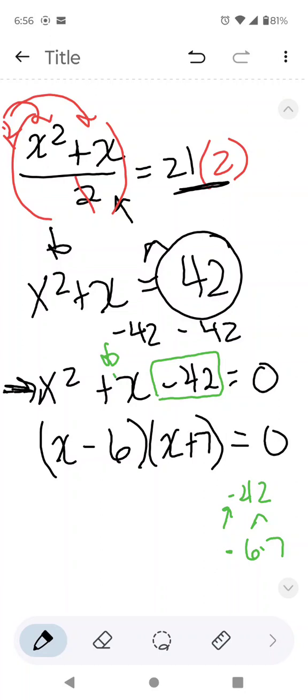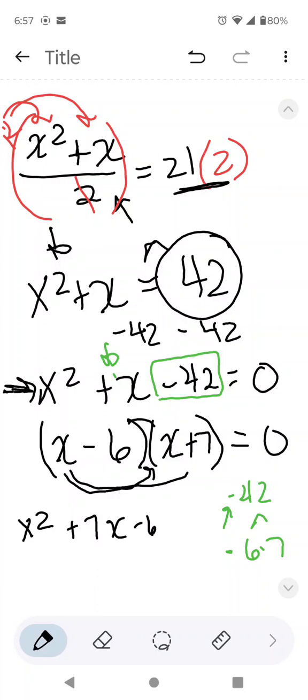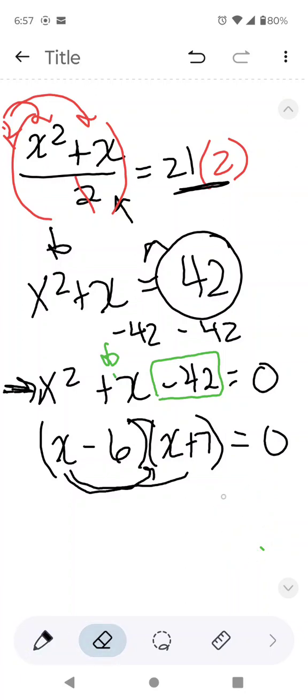You're like, but why? Well, let's see. When I multiply these 2 back together, I'm going to get x squared plus 7x, and then negative 6x, and then negative 42. And when I add the 2 middle terms together, that's going to give me a positive x. That was my whole reason for doing this. But you would have already learned multiplying binomials and stuff like that once you get to this part in class.